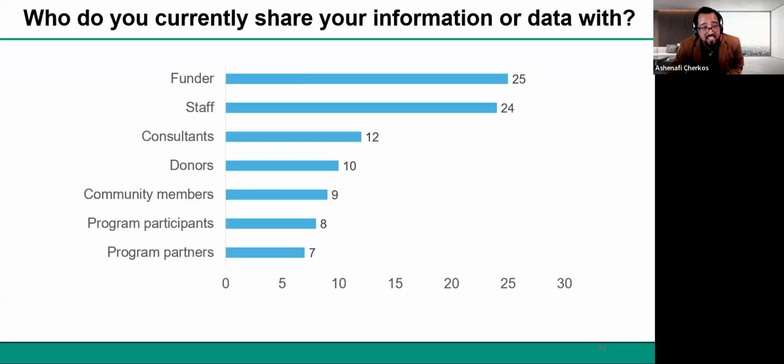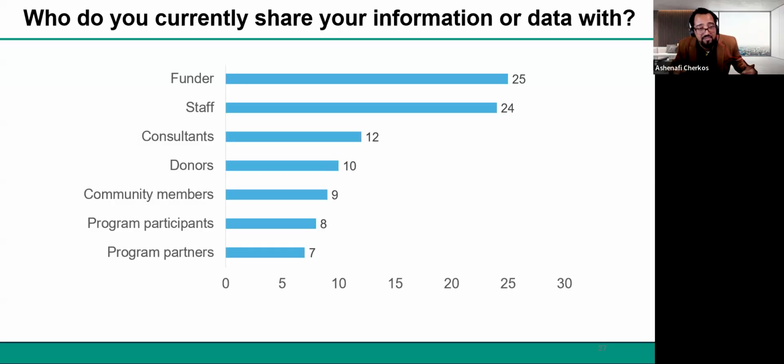We also asked who you currently share your information or data with, and most of you responded that you share your data with vendors and staff, followed by consultants and donors. Fewer organizations share their information with committee members and program participants or program partners, suggesting that data sharing practices primarily focus on funding and internal operational contexts. So this shows what type of data you have, where you store your data, and with whom you share. These are inputs for data inventory and mapping.